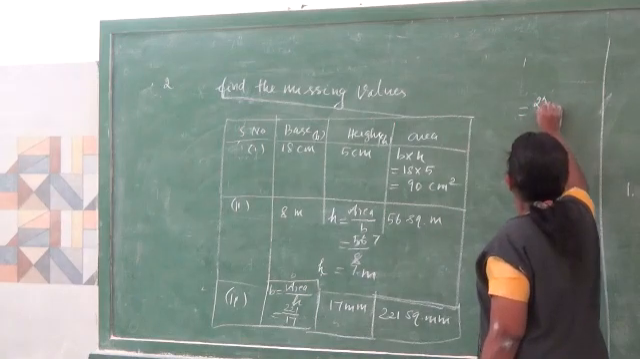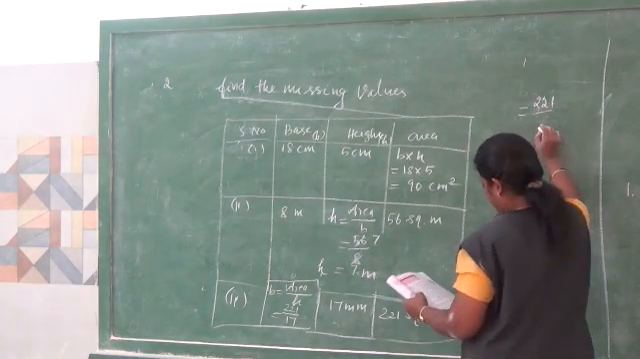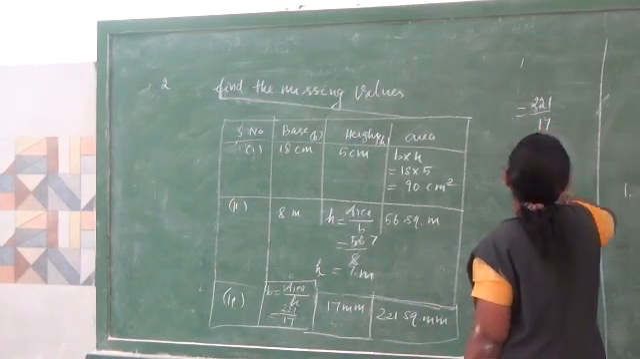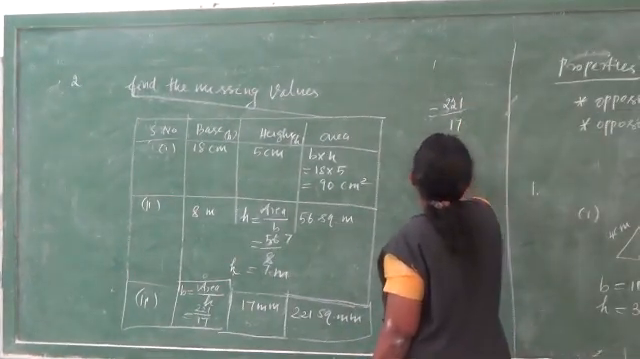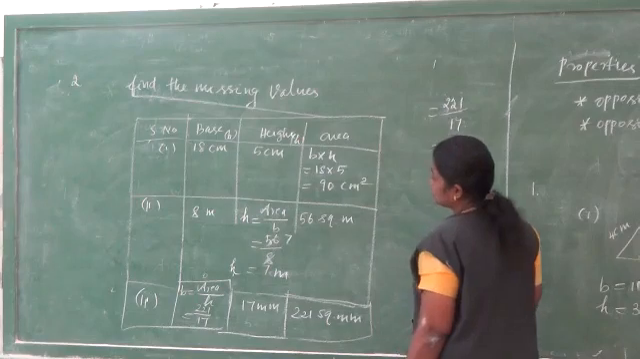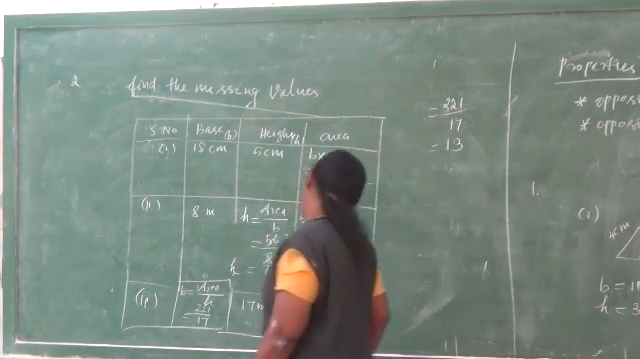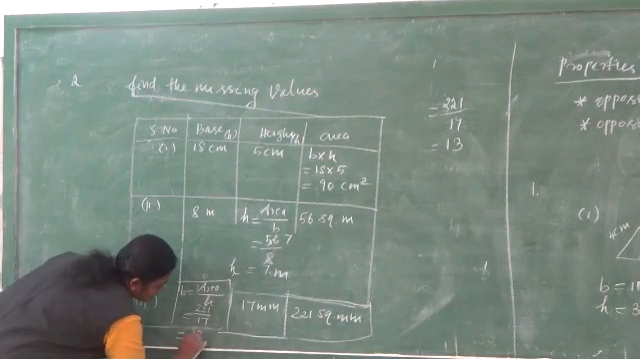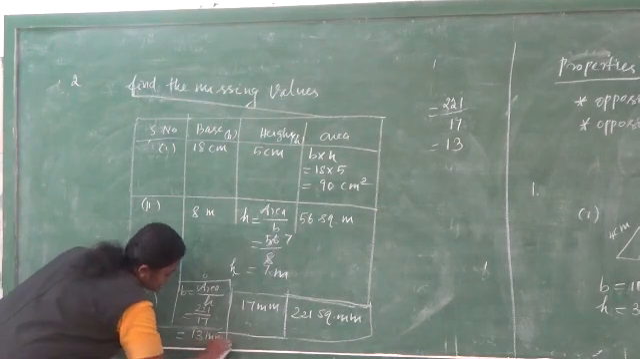I am doing the calculation here. 221 by 17. 17 13s are 221. So now what is the base here? Base equal to 13 millimeter.